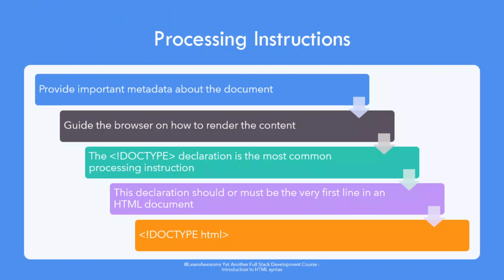Okay, our final topic is processing instructions. Processing instructions in HTML, such as doctype, provide important metadata about the document and guide the browser on how to render the content. The doctype declaration is the most common processing instruction and is essential for ensuring that the document is rendered correctly according to its specified HTML version. The declaration should, or must, be the very first line in an HTML document before the HTML tag. We'll explain this later in the HTML introduction, so for now, this is enough to know.